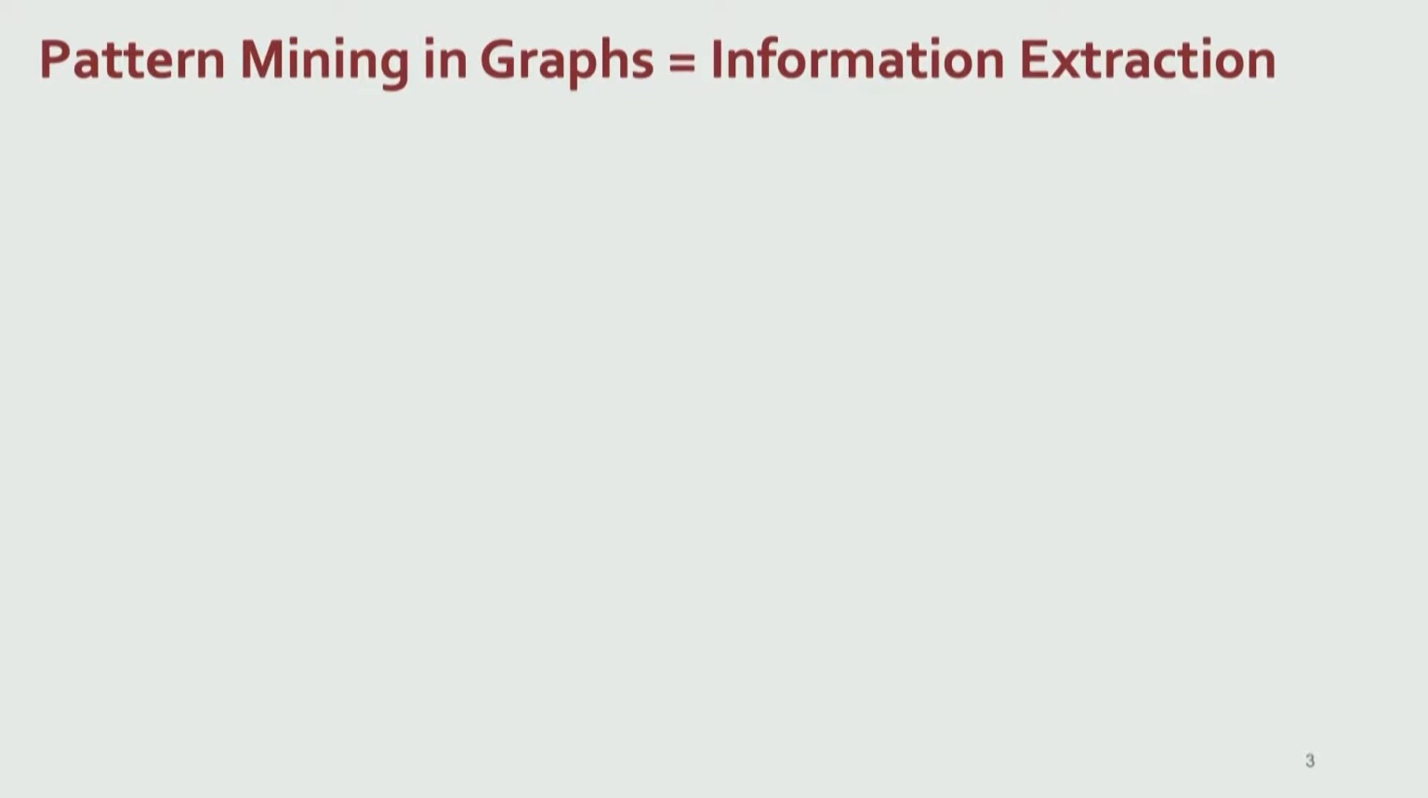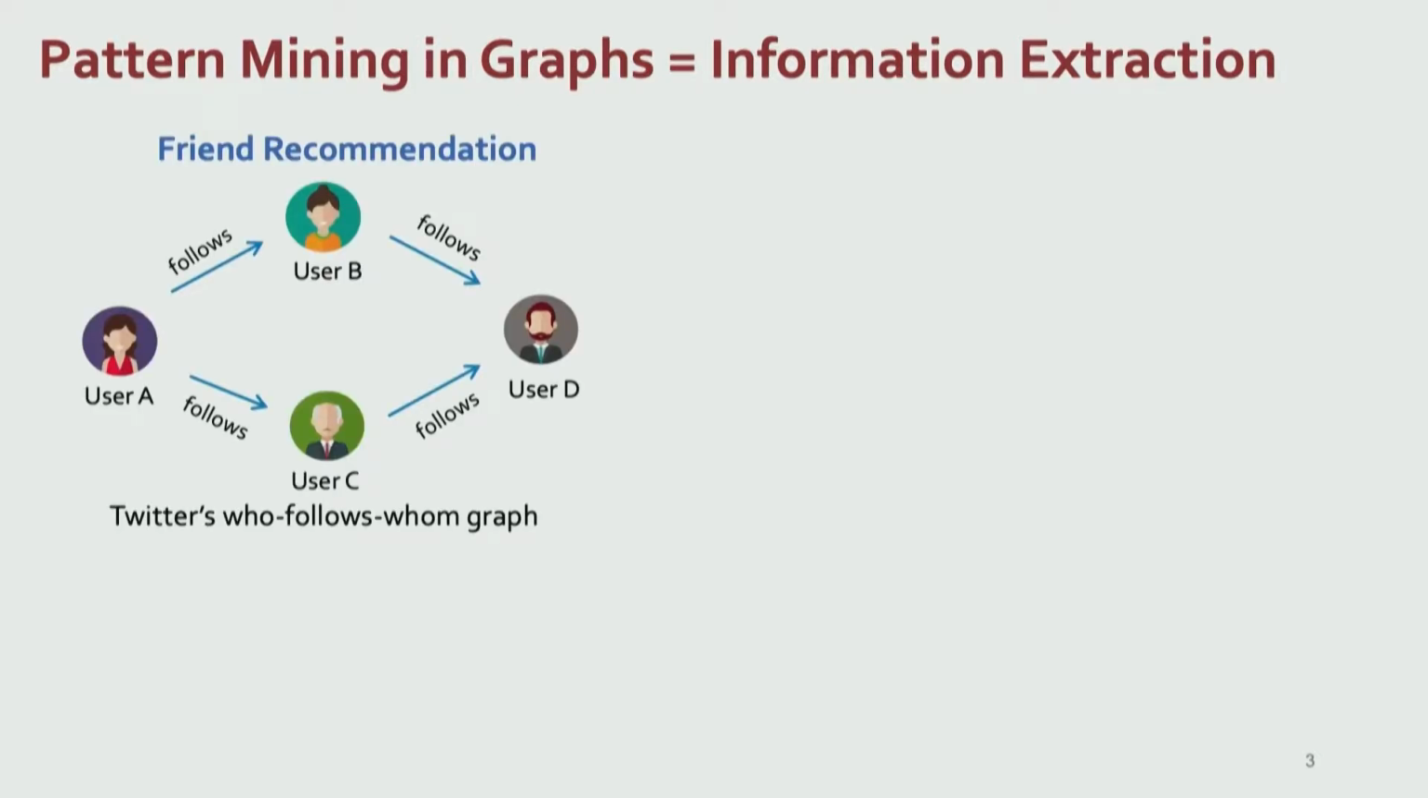And graph pattern mining is to extract higher order information out of the graph data, instead of just looking at the vertices or edges. For example, we might be interested in finding a group of people with similar interest in a social network, like Twitter's who follows whom graph. And we can do friend recommendation by searching for this small pattern here. User A follows user B and user C. User B and C both follow user D. Then we might think that A would also be interested in D and recommend D to A.